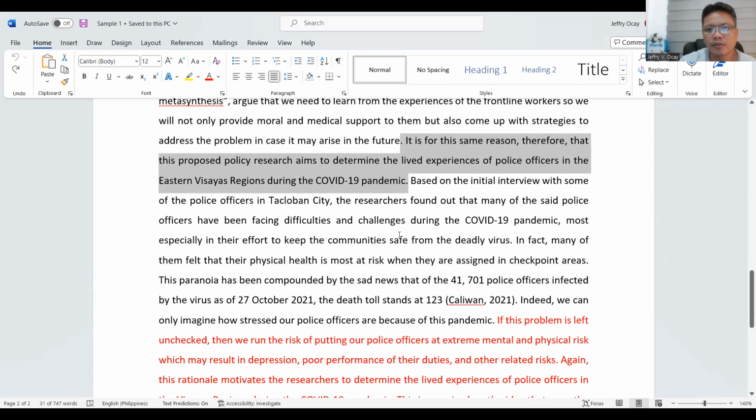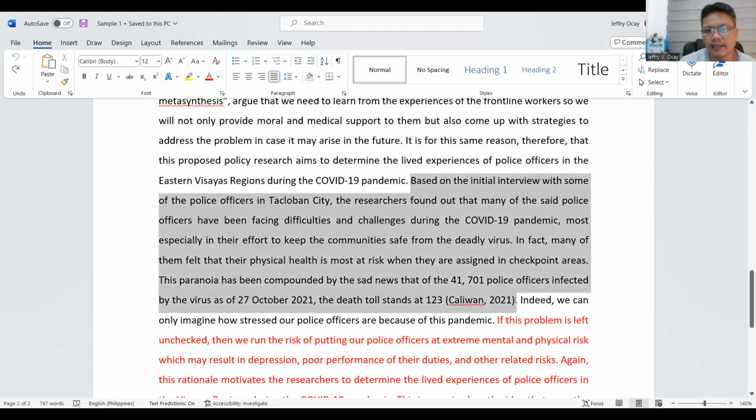And then I push the idea further, or I contextualize the goal of the research. Aside from the problem, I provided another argument or another context for that, which reads, and this will serve as a proof to my claim: based on the initial interviews with some of the police officers in Tacloban City, the researchers found out that many of the said police officers have been facing difficulties and challenges during the COVID-19 pandemic, most especially in their effort to keep the communities safe from the deadly virus.